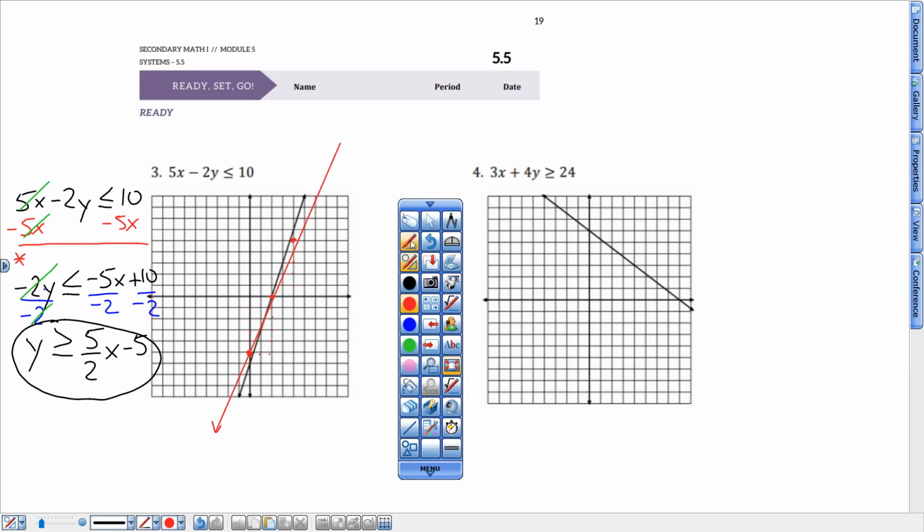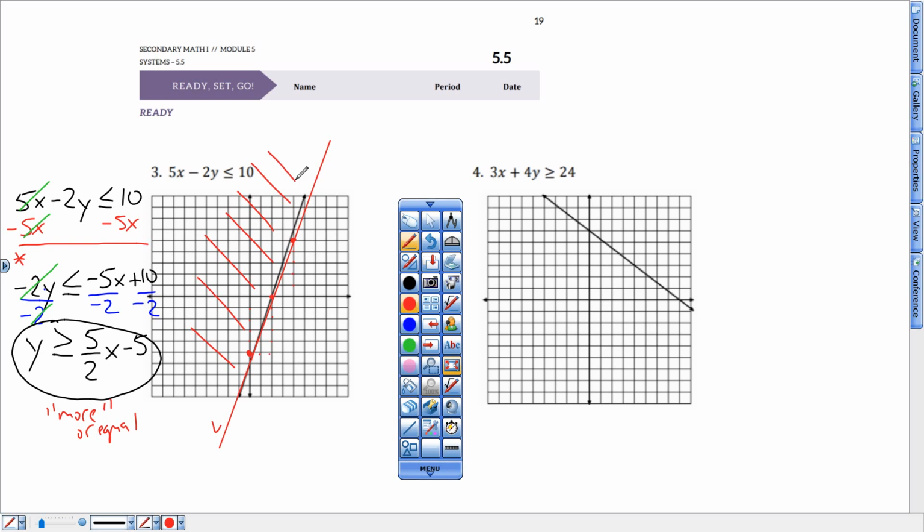And that inequality is telling me this is more than, so I'm going to shade above. That more than or equal to is telling me it's going to be a solid line. So that's going to be a solid line if you could draw it, with the shading going up. But again, you can only get that by solving for y first.